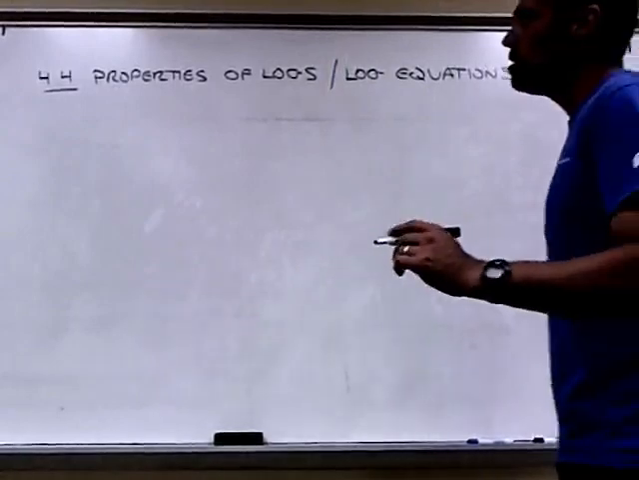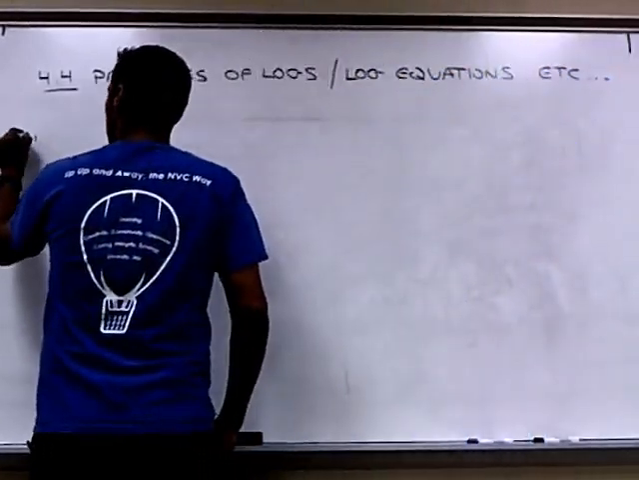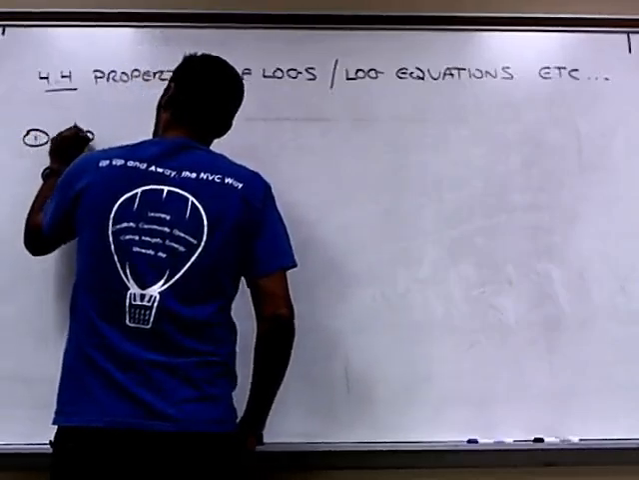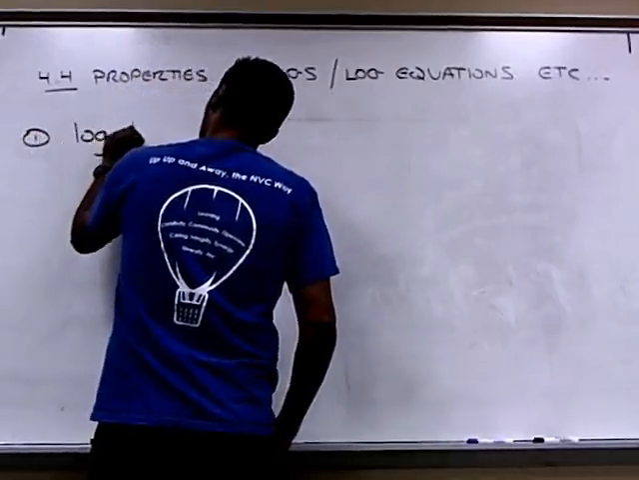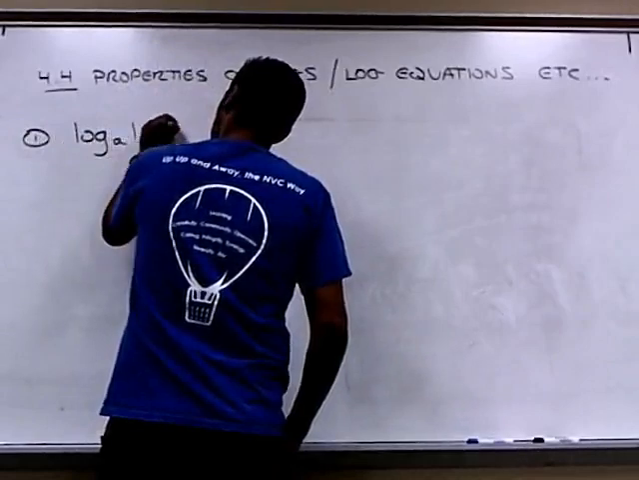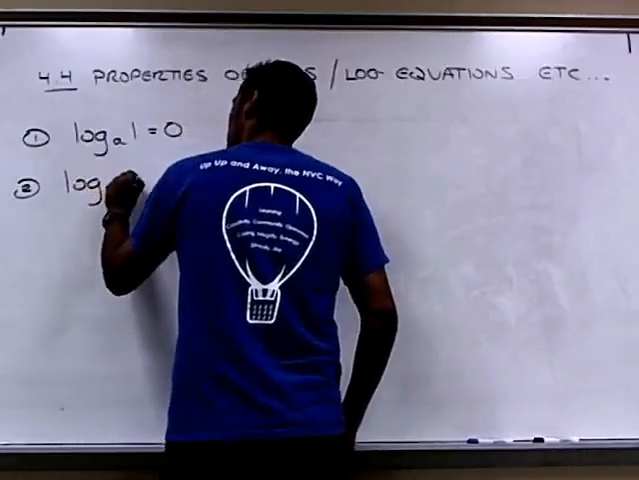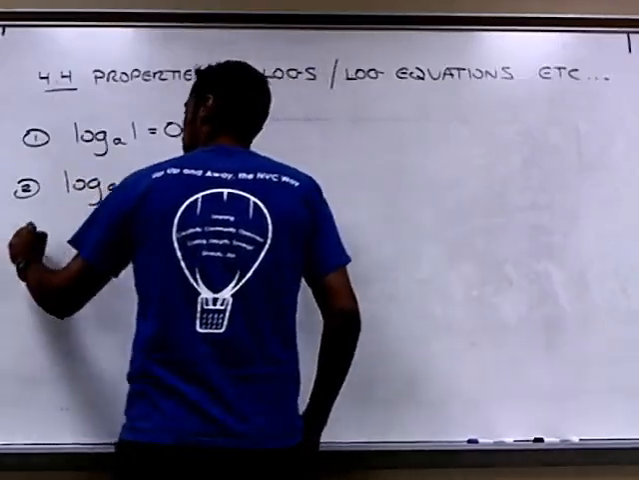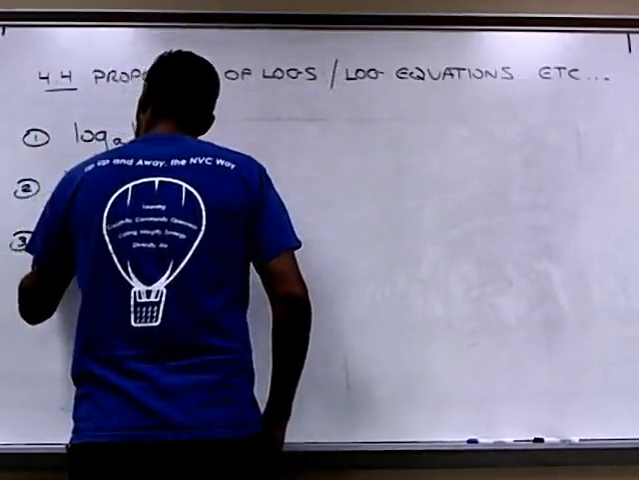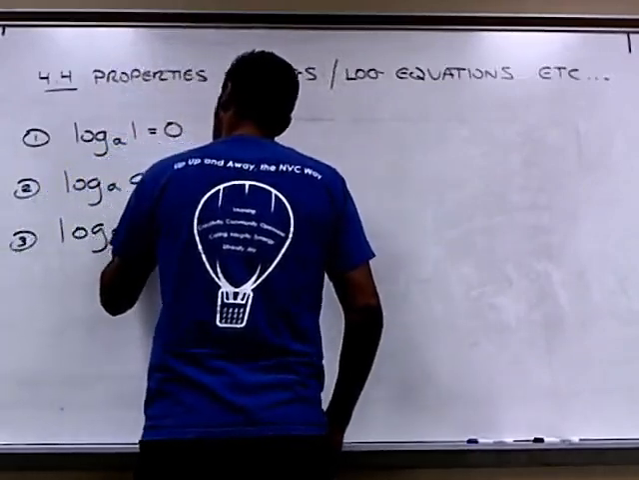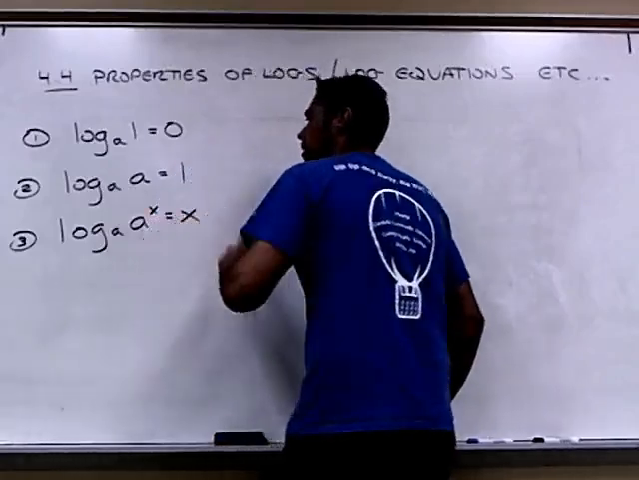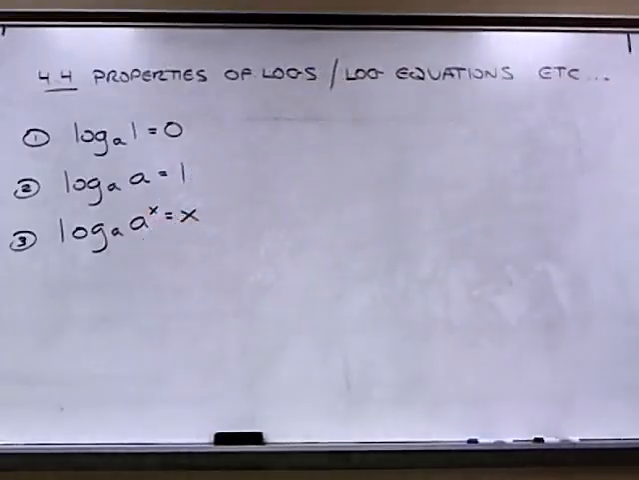We've already established 3 properties, haven't we? We said the first one was log base A of 1 equals 0, right? We said log base A of A equals 1. We said log base A of A to the x was equal to x, right? Those are the 3 that we already established.